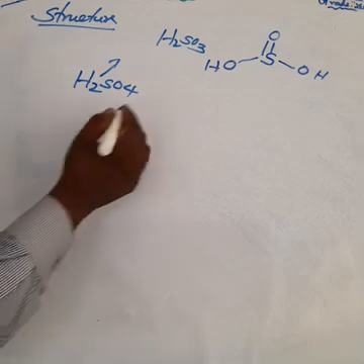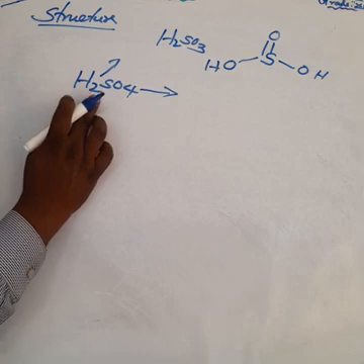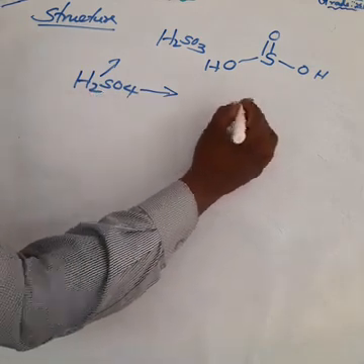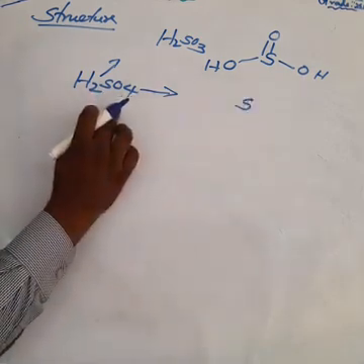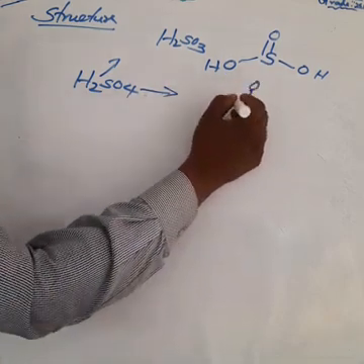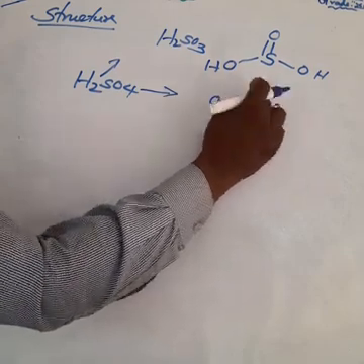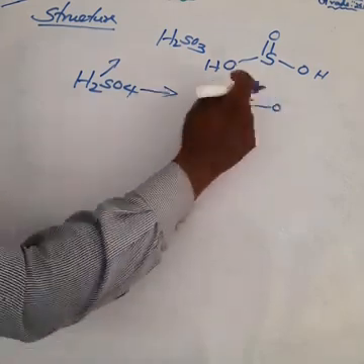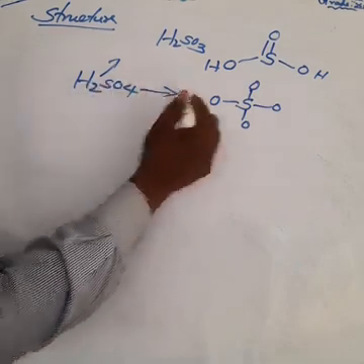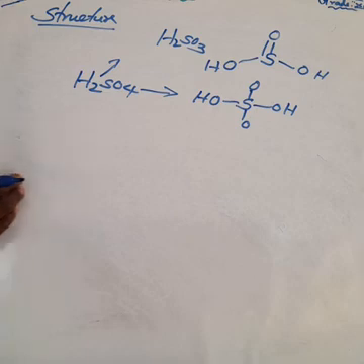Next about sulfuric acid. Sulfuric acid formula H2SO4. The sulfur is at the center. Four oxygen atoms surround it: left side one, below one, right side one, up one. Four sides are over. How much hydrogen is there? Two hydrogen. Left side one hydrogen, right side one hydrogen.